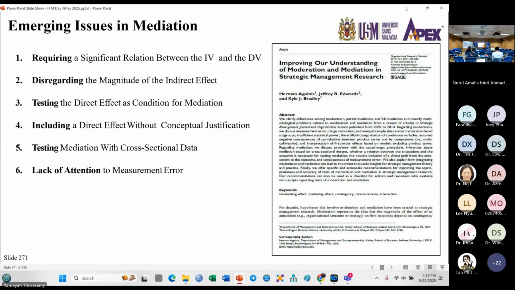Okay, number 5 is the most tricky one. Testing mediation with cross-sectional data, right? It says no good. I'm also not very happy. What if you change that to perceived mediation? Testing perceived mediation with cross-sectional data. I still say it's not okay, because in psychology they don't accept that. They say the design is not correct.